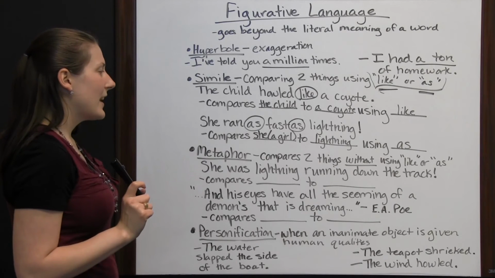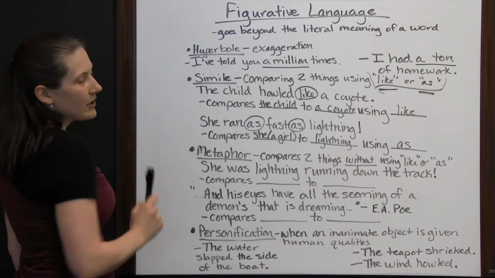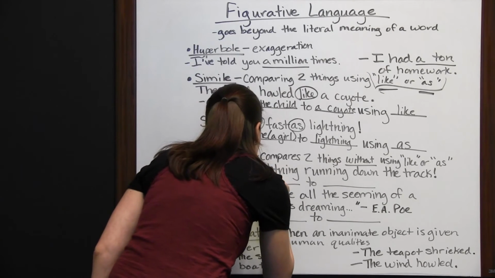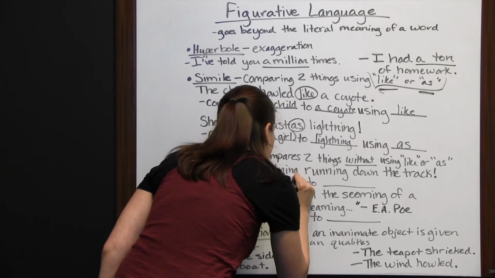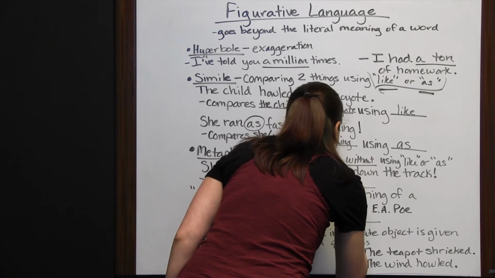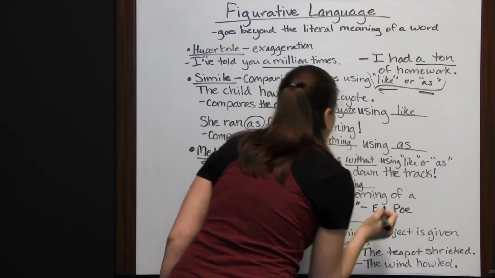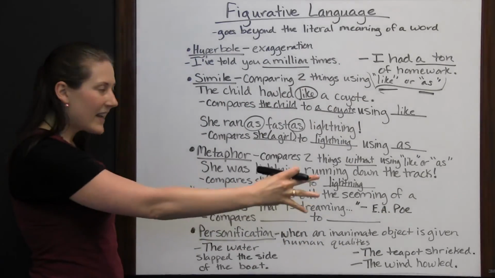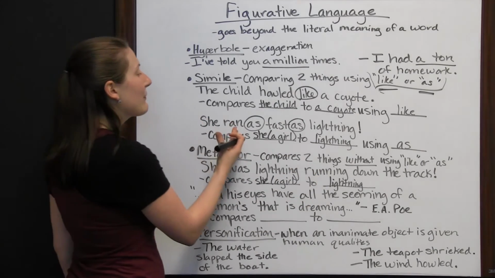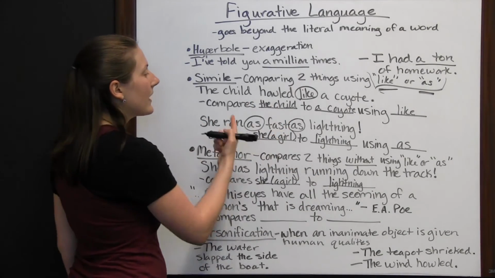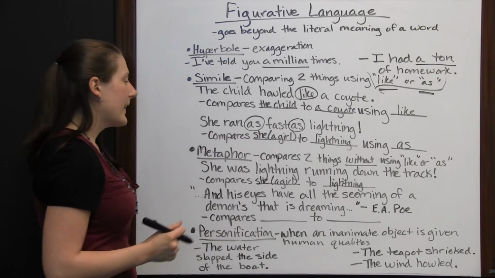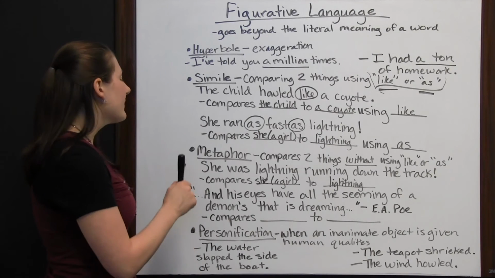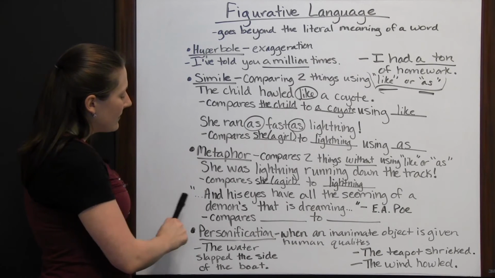She was lightning running down the track. So this sentence is very similar to this one. They're both comparing she, or a girl, to lightning. They're both saying this girl is really fast, but this one just says she was lightning. She was lightning running down the track. It doesn't say she ran as fast as lightning. It doesn't use like or as, it just says she was lightning. So it's a different way to use the same kind of figurative language. So that's one example of a metaphor.